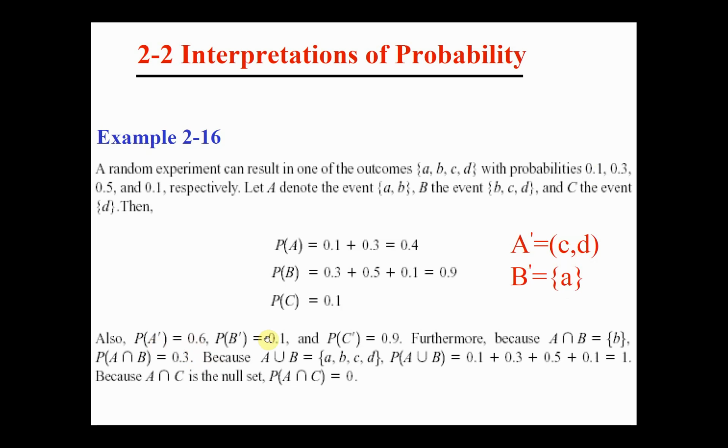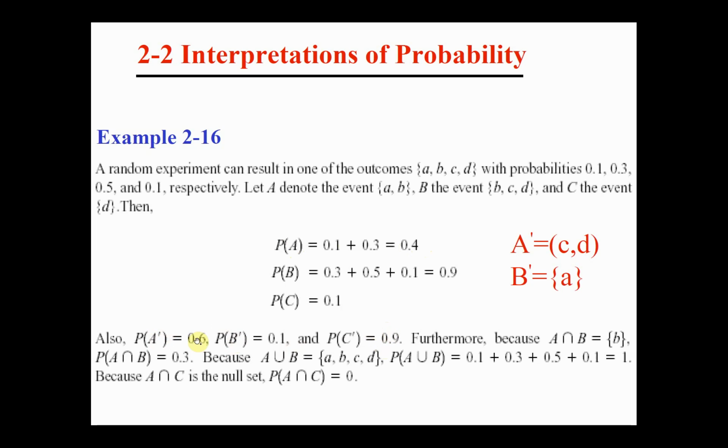And the probability of C complement: we have noticed that C complement has b, c, and d. So the probability of b plus c plus d: 0.3 plus 0.5 is 0.8, plus 0.1 is 0.9. That's why you see 0.9 here. So we have obtained the probability of the complements from the basic principles, from the first principles. Do you notice something here? What was the probability of A?